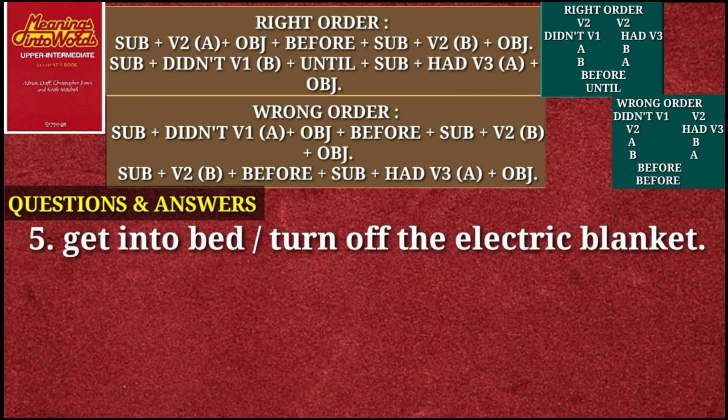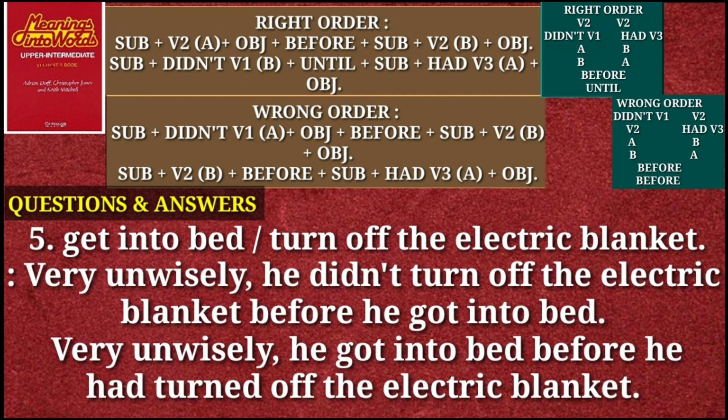Question number 5. Get into bed, turn off the electric blanket. Here in this question, get into bed is second task done, whereas turn off the electric blanket is first task done. So this question is in wrong order, and the answer is: very unwisely, he didn't turn off the electric blanket before he got into bed. Very unwisely, he got into bed before he had turned off the electric blanket.